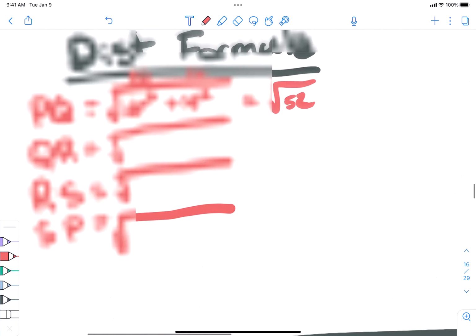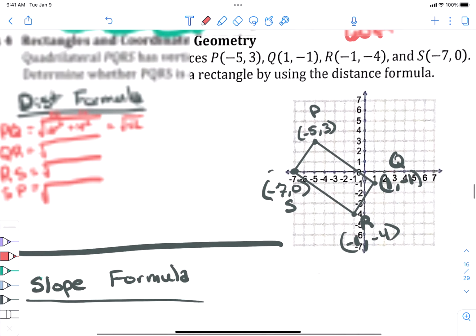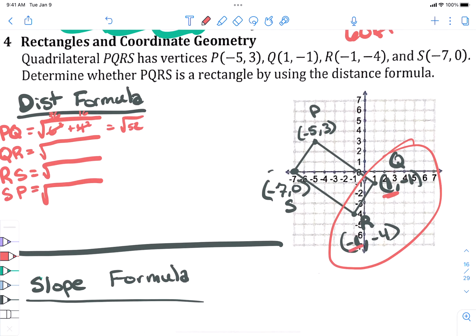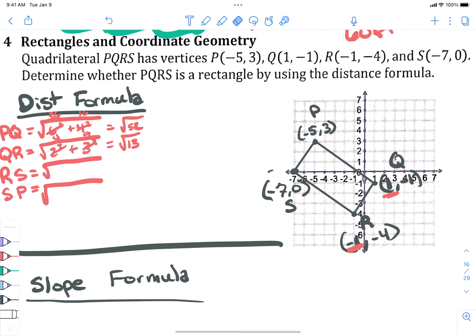Okay, now we're going to do QR, which is the next one. Q to R. We've got from -1 to +1. That's 2 squared plus from -4 to -1 is 3. Okay, so 2 squared is 4, 3 squared is 9, which is the square root of 13. Beautiful. Okay, now we're going RS.